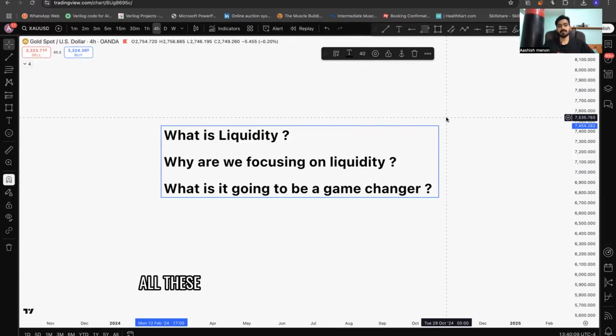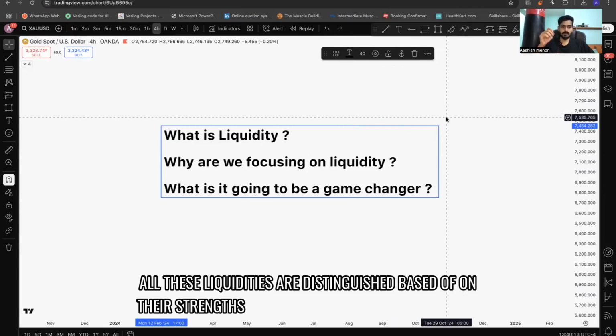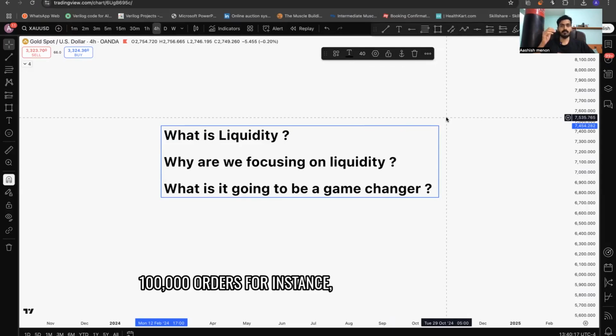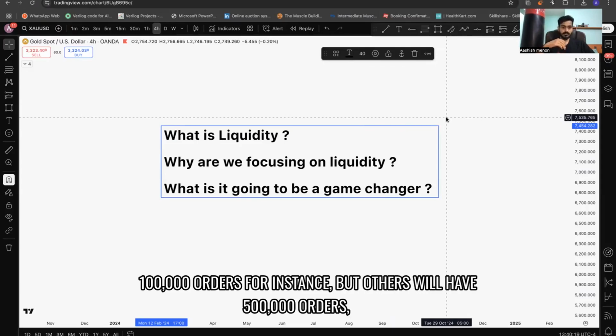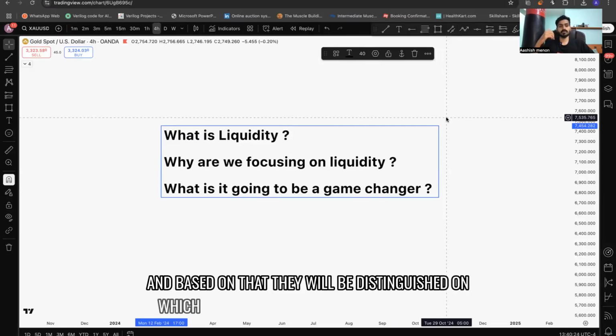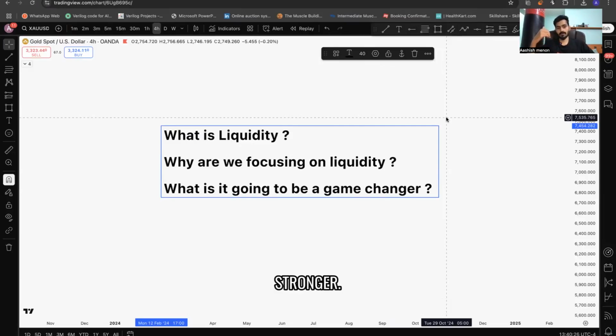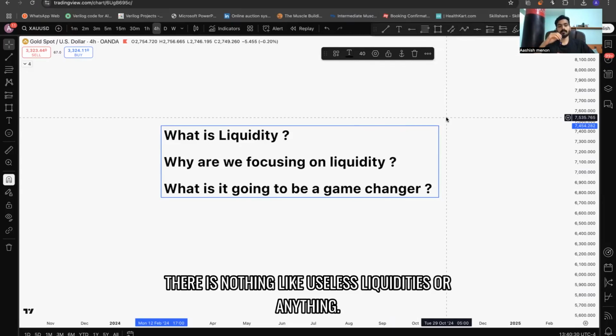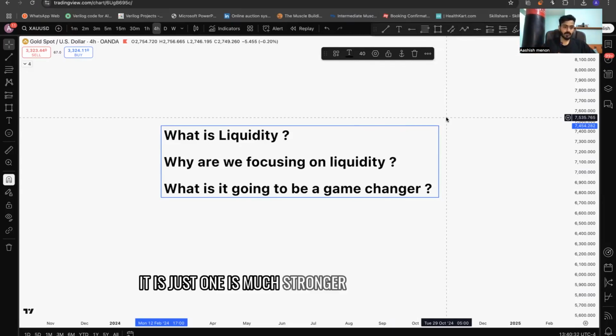All these liquidities are distinguished based on their strengths, because some liquidities will have 100,000 orders, for instance, but others will have 500,000 orders. Based on that, they will be distinguished on which one is stronger and which one is less strong. There's nothing like useless liquidities or anything. It's just that one is much stronger than the other.